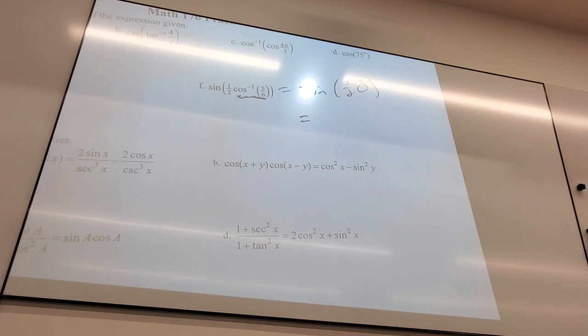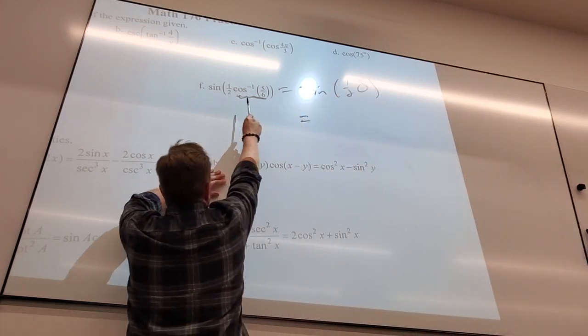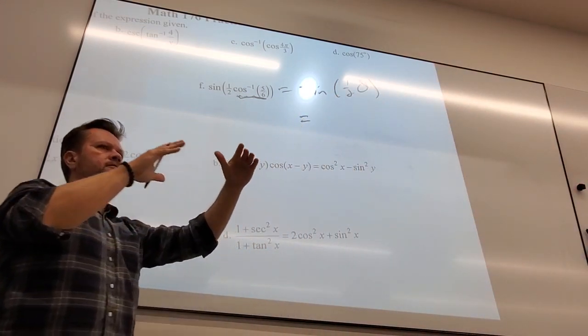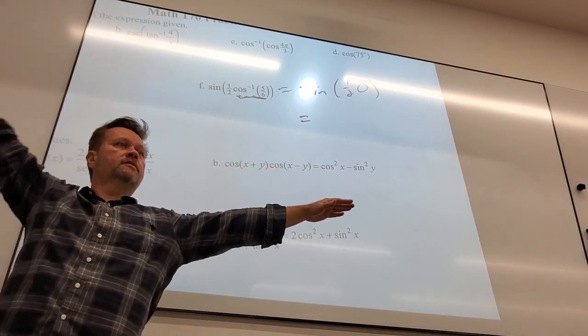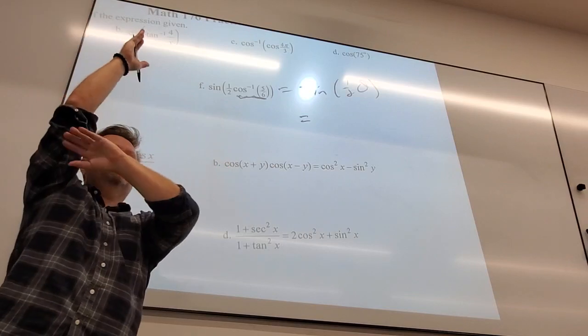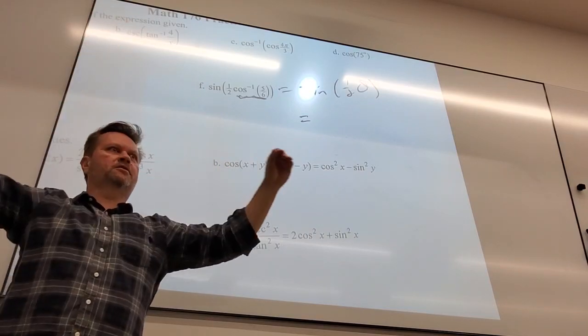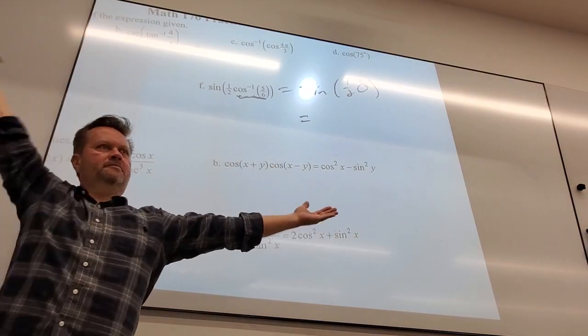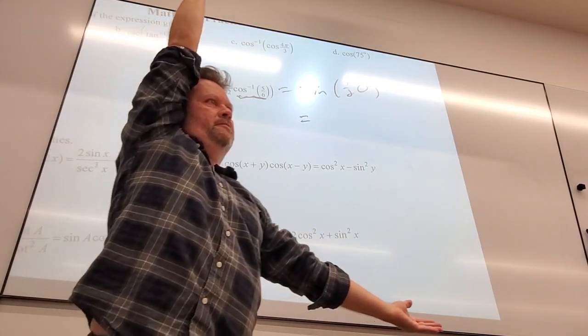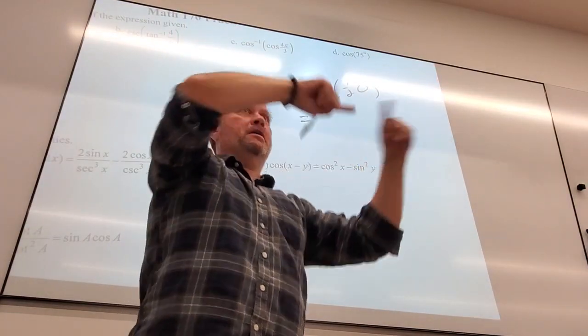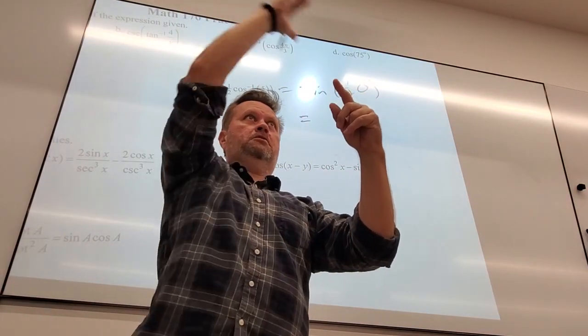Is it plus or minus the square root of 1 minus cosine? Okay. And real quick, can somebody remind me, the arc cosine, do you guys remember where it lives between? 0 to pi. And sine from 0 to pi, is it positive or negative? It's positive.